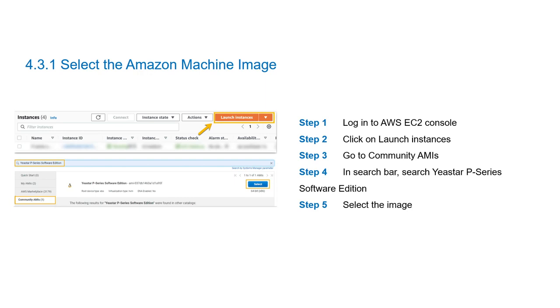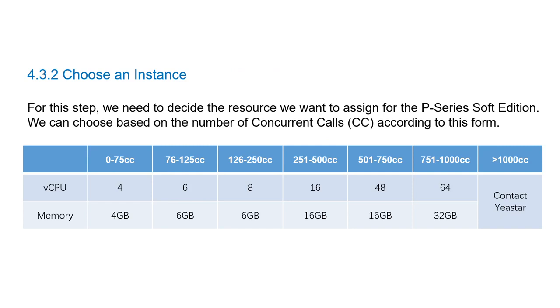But anyway, for launching instances, you will do the same thing. You go to launch instance, and you're going to find our P-Series Software Edition on it. Once again, back to this page. I believe you guys can take a screenshot. Choose the instance. How do we choose the instance? Have a look at this. Just like I mentioned, figure out exactly how many concurrent calls you are looking for. Then you search the instance, find the right one, and launch it.